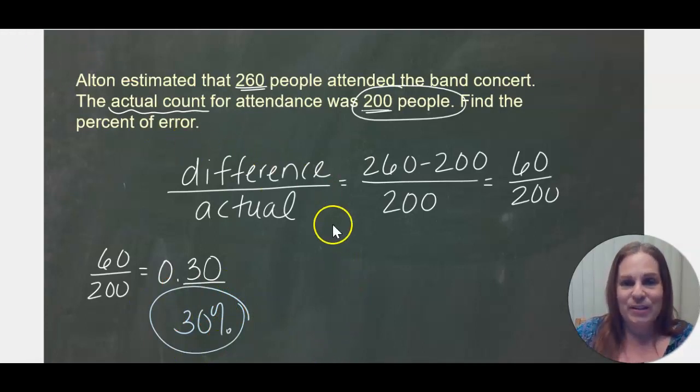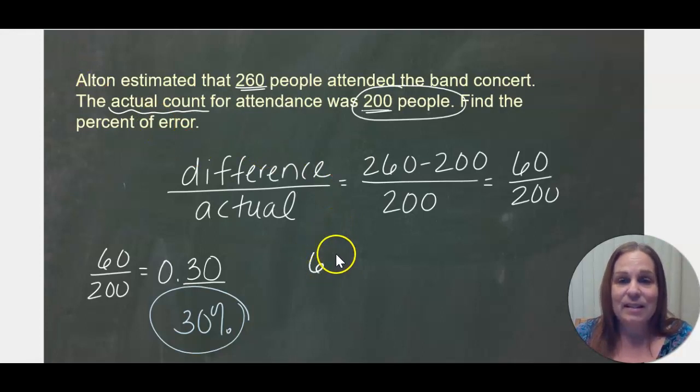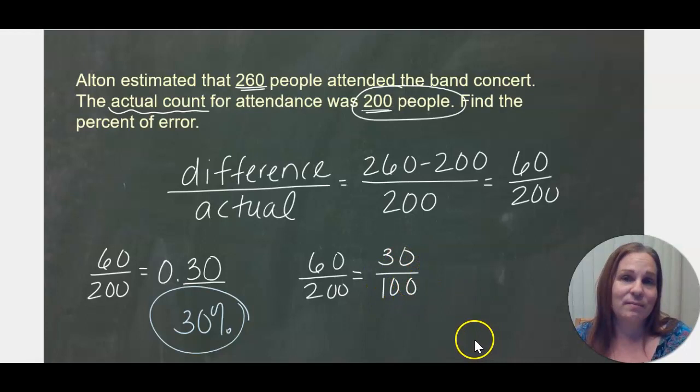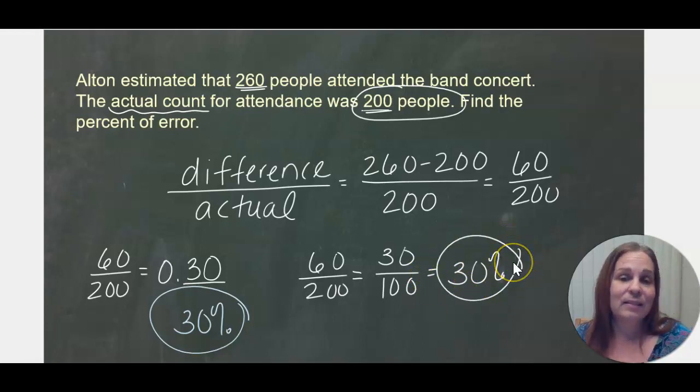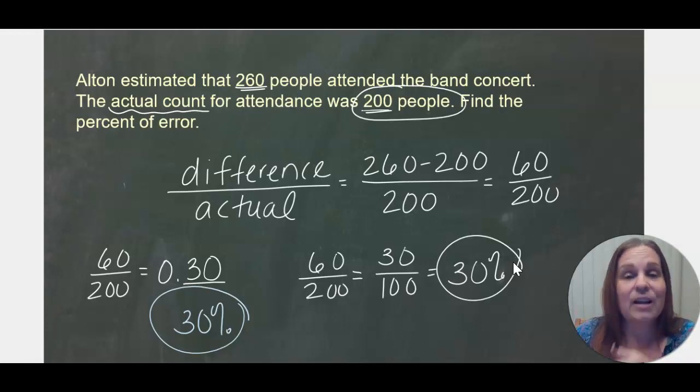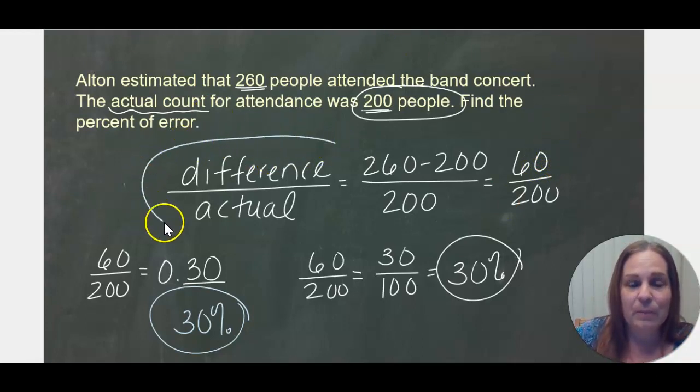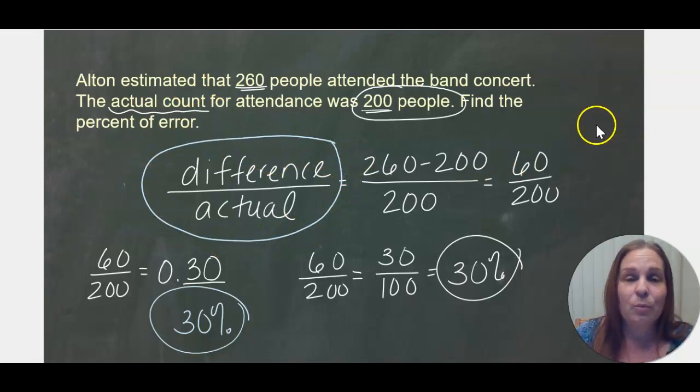The other way you could do this would be 60 over 200 is the same as 30 over 100. And 30 hundredths is 30%. Right? So either way, whether you just did it on your calculator, top number divided by bottom, or you decided to write an equivalent fraction that has 100 on the bottom, you still come out to the same answer of 30%. All right, but this is the main takeaway from this problem, is to find percent of error, we're doing difference over actual. All right.